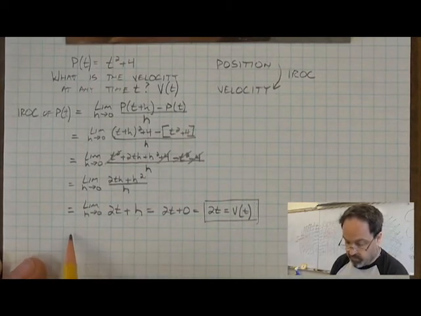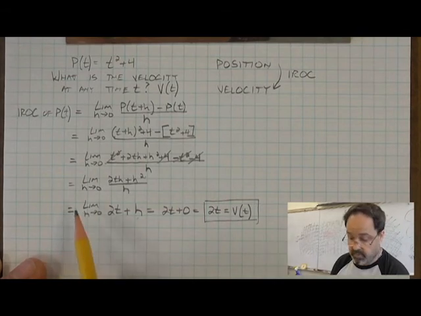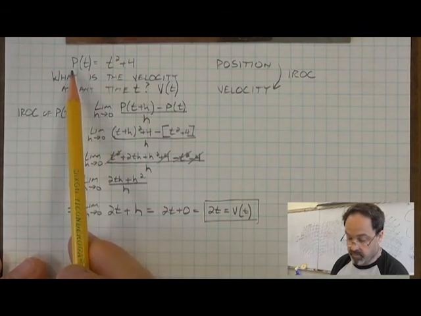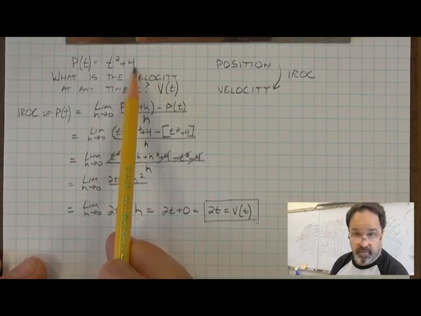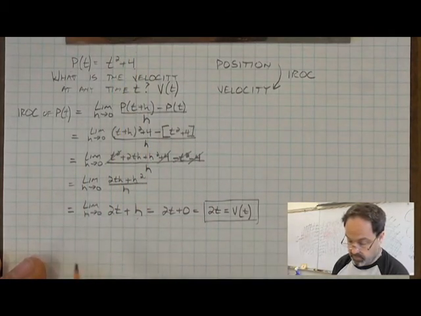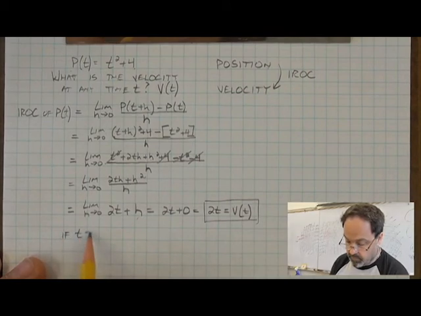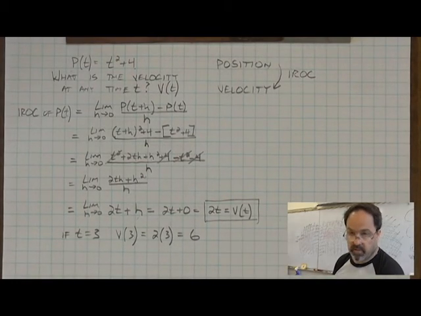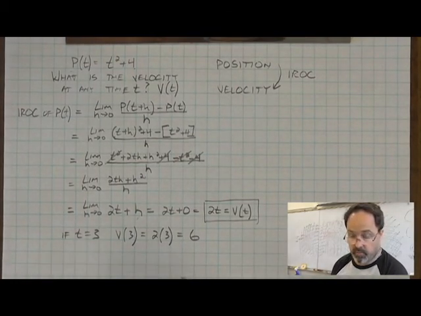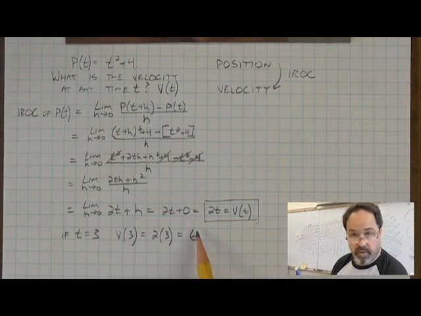Let's imagine that the question now wants us to find the velocity of an object given this position equation at 3 seconds, or time equals 3. So if time equals 3, then the velocity at time 3 will equal 2 times that time, and that's equal to 6. I haven't been given units in this problem, so it's going to be an abstract 6.